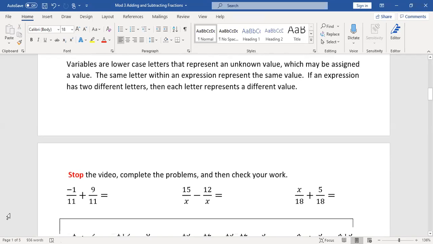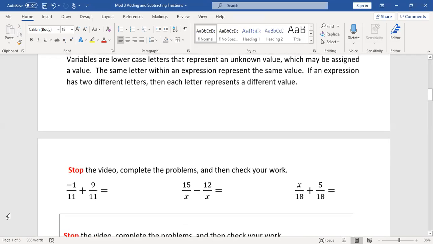Okay, so now I'd like you to stop the video and give these 3 addition problems a try. And when you get done, check your answers.